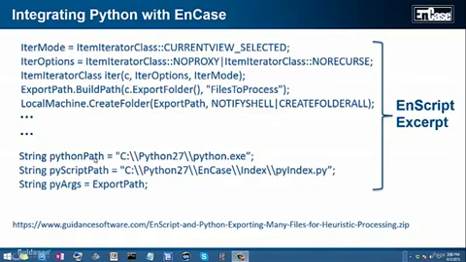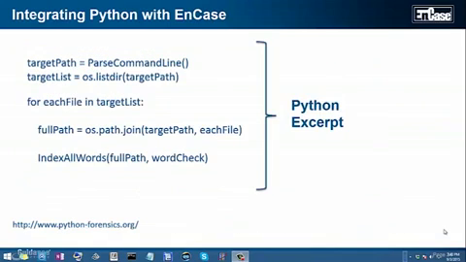The final step is to actually create the same kind of arguments that we had before: the Python executable, pyindex.py, which is the actual Python script we wish to execute, and then finally the argument that we're going to pass to Python, which is the path of the folder that contains all of the files that were copied out of EnCase into that particular folder or path, whatever you prefer.